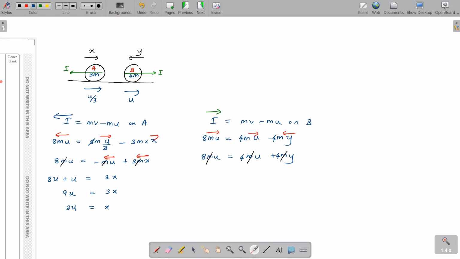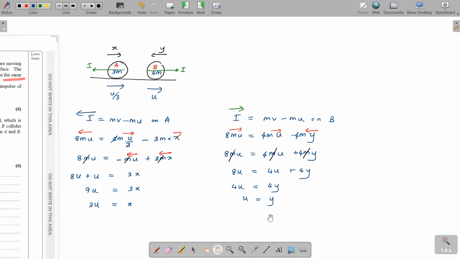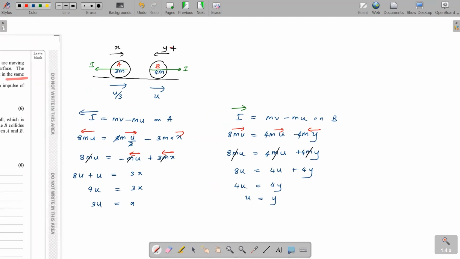So I cut them here and I get 8u equals 4u plus 4y. Is that okay? So 8u minus 4u is 4u equals 4y, and then y equals 4u divided by 4, so y equals u. Do you agree with my answer? So I get the y value equal to u, and the x value equal to 3u. Do you guys agree with me?